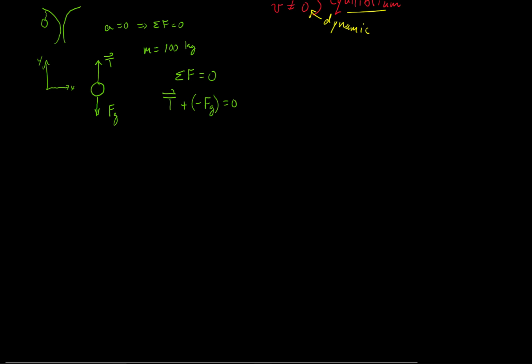So now solving this, we would see that the tension is going to be equal to the force of gravity. Now I know you could have seen that just in the picture, but this is how we do it mathematically. To calculate the force of gravity, that's mg. So the tension in this case would be the mass times g, where g is equal to 9.8 meters per second squared. So we get a tension of 100 times 9.8, which is going to be 980 newtons is our tension.